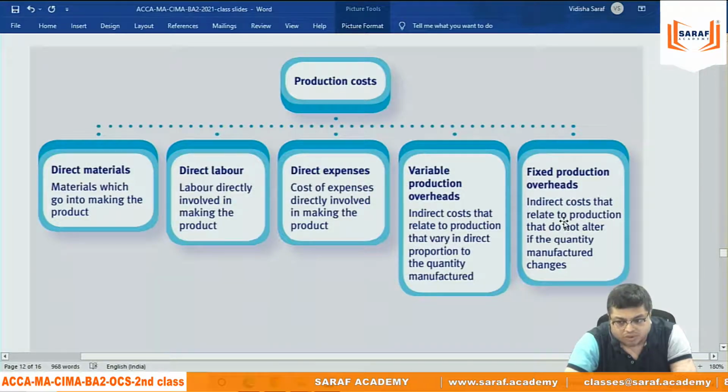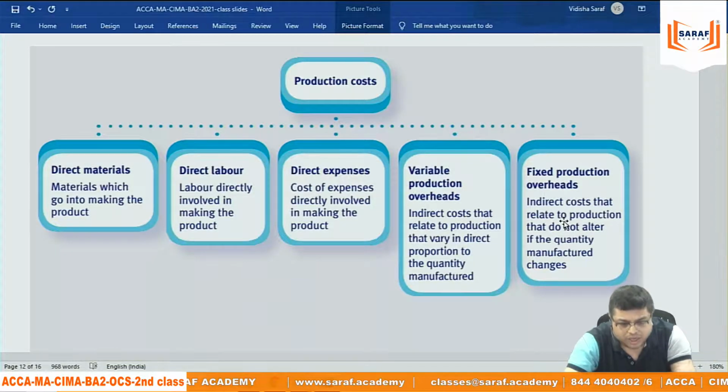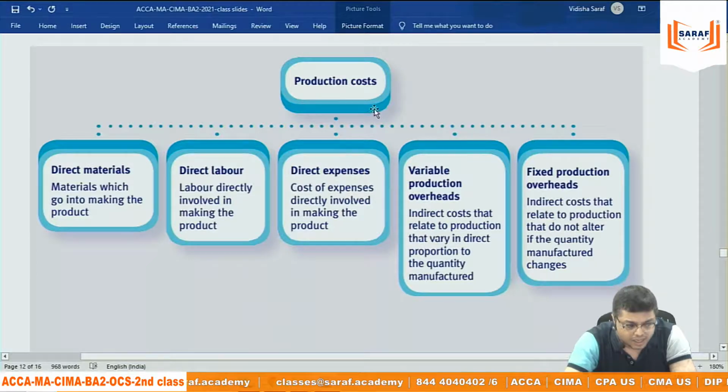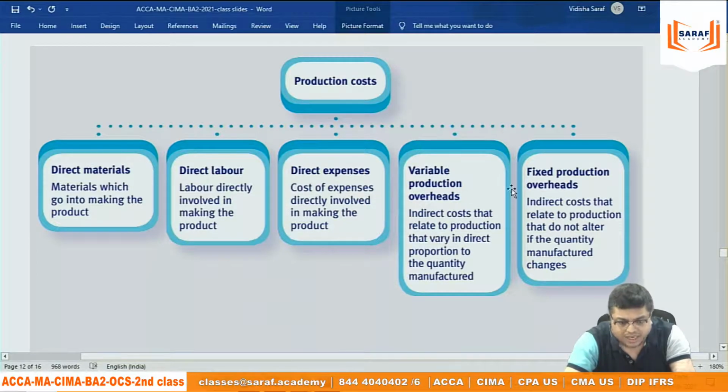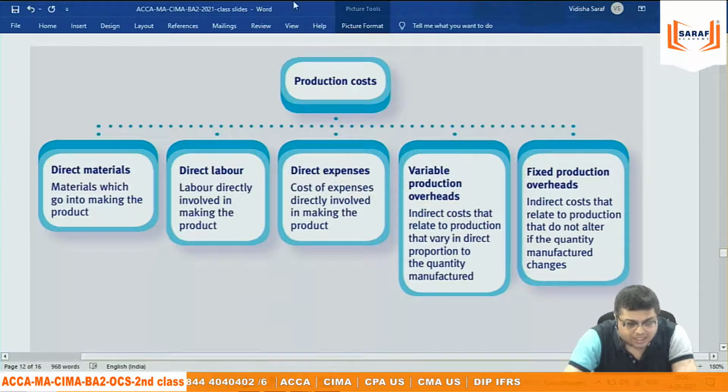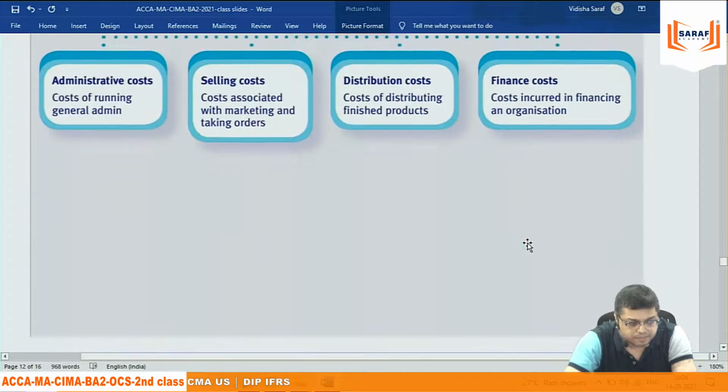Suppose depreciation of machine used in the production, indirect, fixed production overheads. Rent of the factory, fixed production overheads. It is because factory is used in production activity. Rent of the factory is a fixed production overhead. That is a production function. Under production cost, direct cost and indirect production cost come.